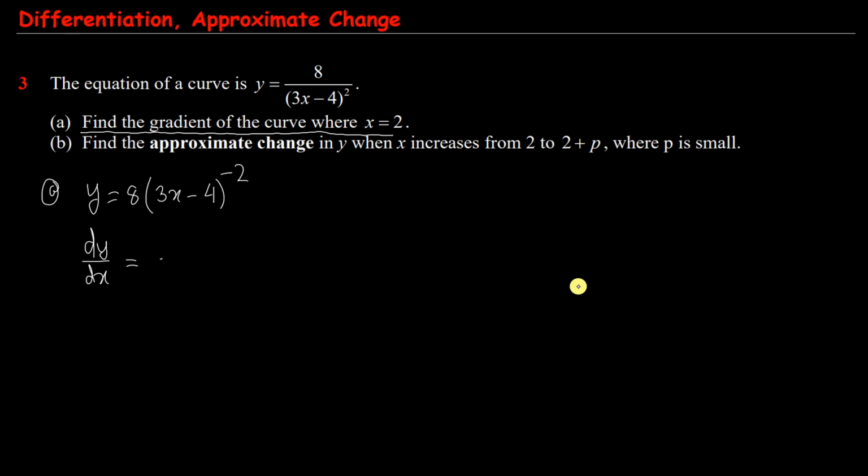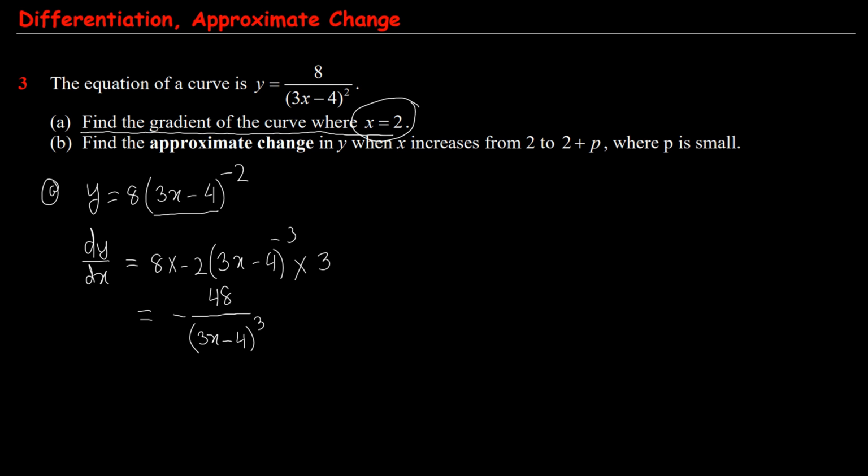Let me do it. 8 into minus 2 into (3x minus 4) to the power minus 3, and inside the bracket if we differentiate, we get 3. So 8 into 2 is 16, into 3 is 48. So we can write minus 48, because there is a minus sign in front of it, divided by (3x minus 4) to the power 3. The question is asking us to find the gradient at the point x equals 2. We need to put the value x equals 2. This is called the gradient.